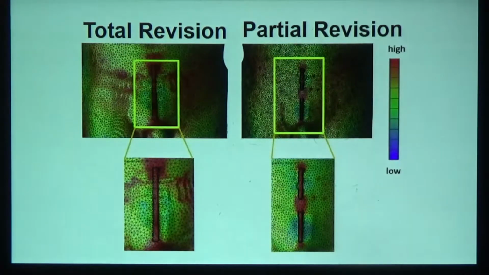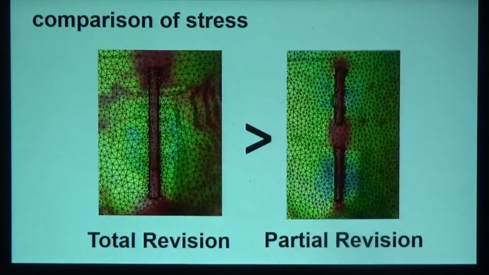This is the result. These pictures indicate the distribution patterns of the stresses occurring during body movement. Higher stress occurred around the scar in total revision. This means that the fibroblasts are more likely to be mechanically stimulated in total revision than in partial revision. This further means that hypertrophy is more likely to recur after total revision than after partial revision.